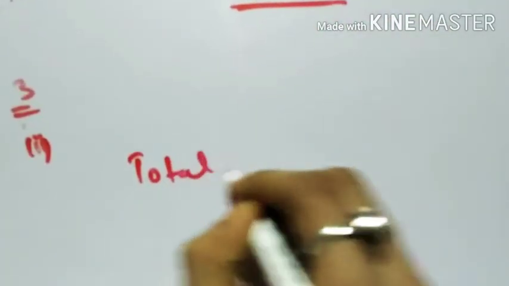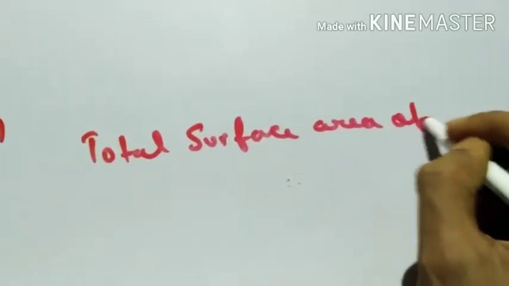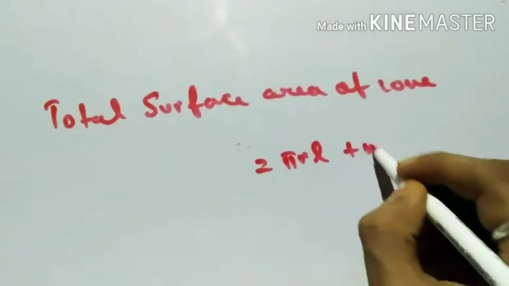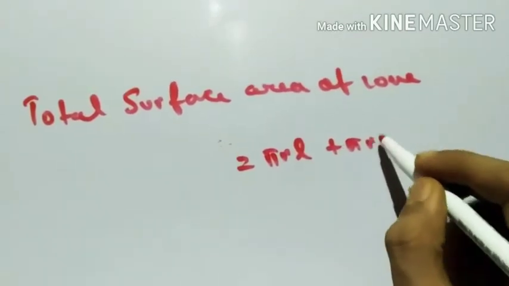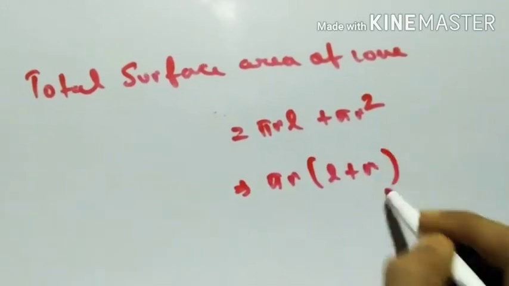Now next we will do number 2. Okay, number 2. Now you see number 2, it is asking the total surface area of the cone. The total surface area of a cone formula is pi RL plus pi R square. Yes, pi R bracket start L plus R.